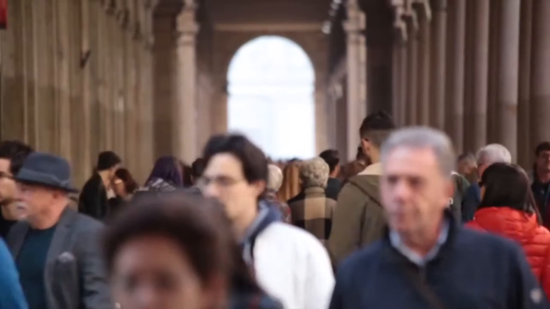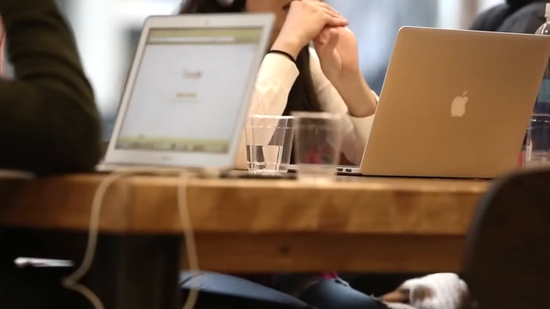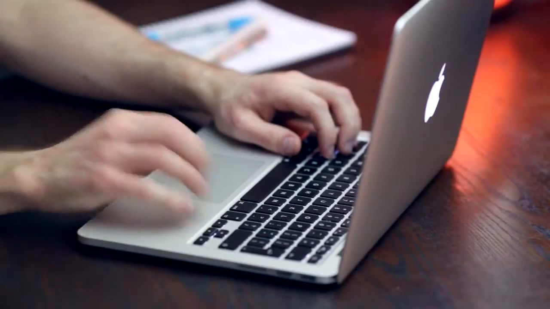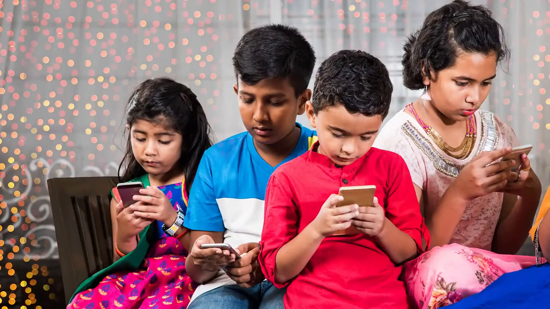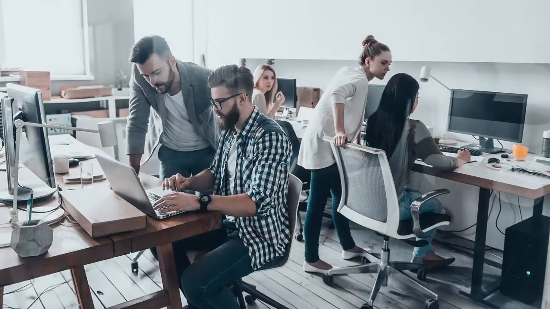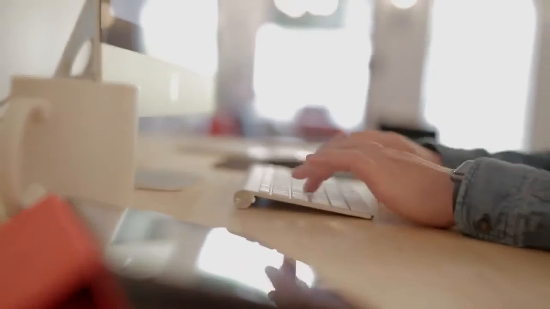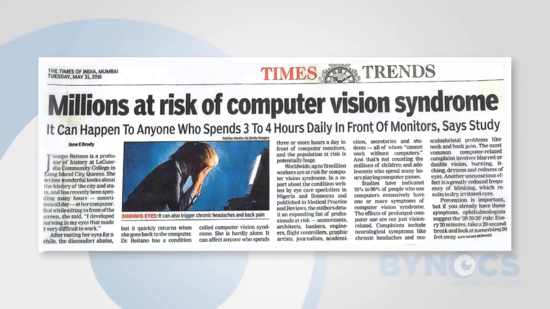About 3 billion people around the world use the internet, with India alone having close to 500 million of them. From children to adults, almost everyone uses mobile phones, laptops, or computers. Digital eye strain, or computer vision syndrome, is an epidemic today.